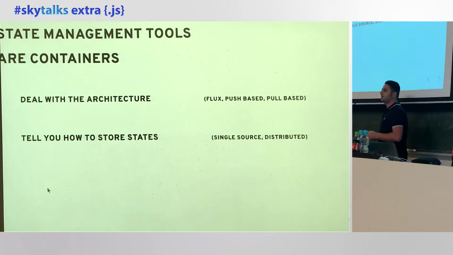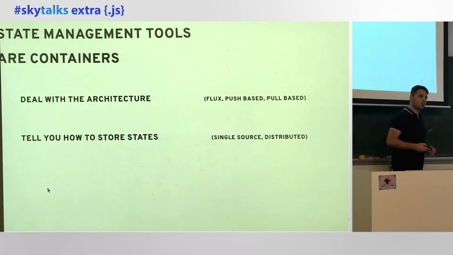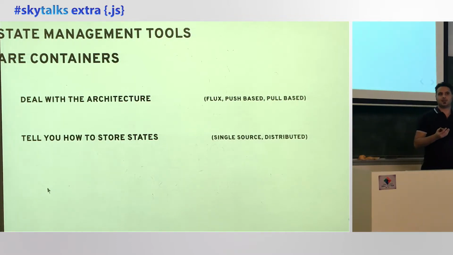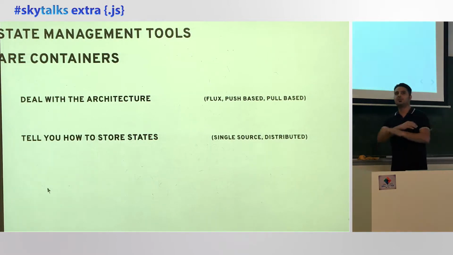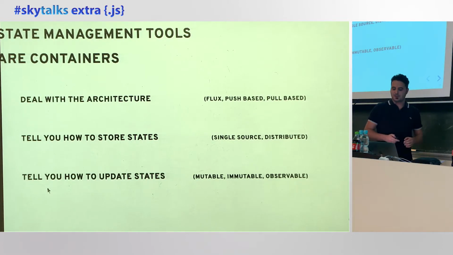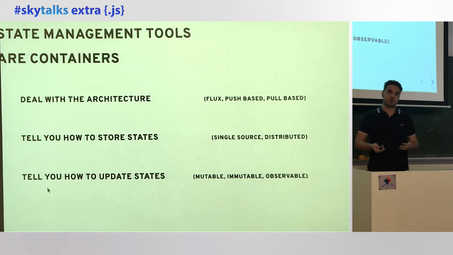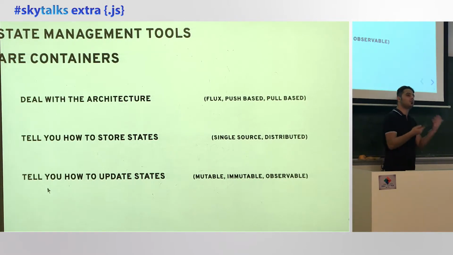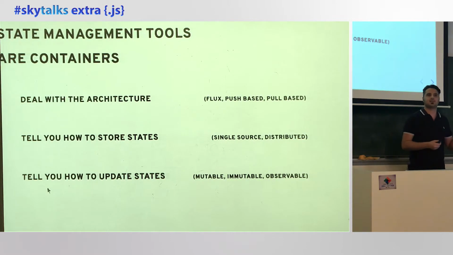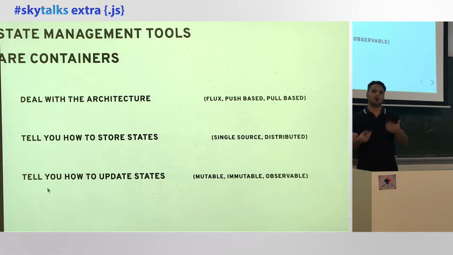These state containment tools also give you a way to store the state, whether in a single source of truth, like Redux, or distributed down to different sources throughout your whole application, like MobX. They also give you a way to update the state. They tell you if the state is mutable, you have to have mutations, or they're immutable, so you have to have immutable operations. Instead of using splice on arrays, you're supposed to use slice from now on. Or they're observables, you have to subscribe to them in order to be notified by the changes.